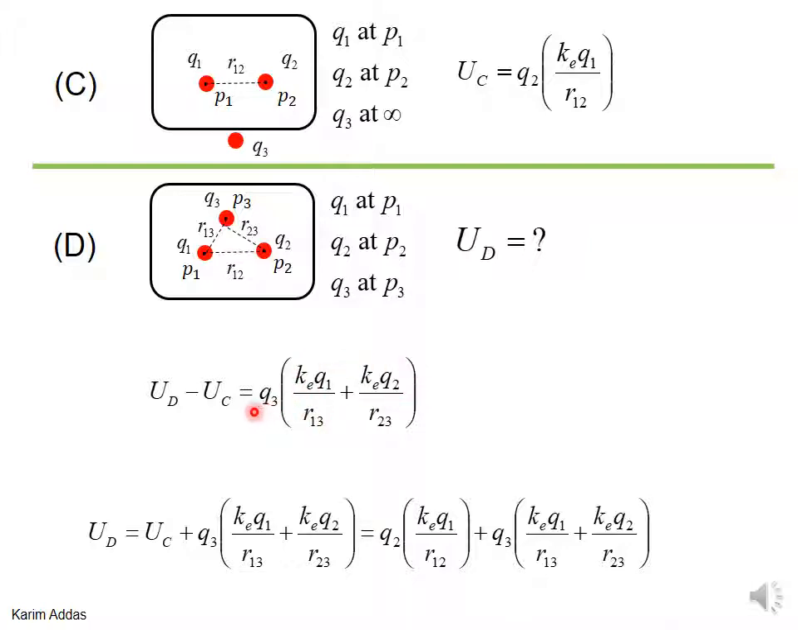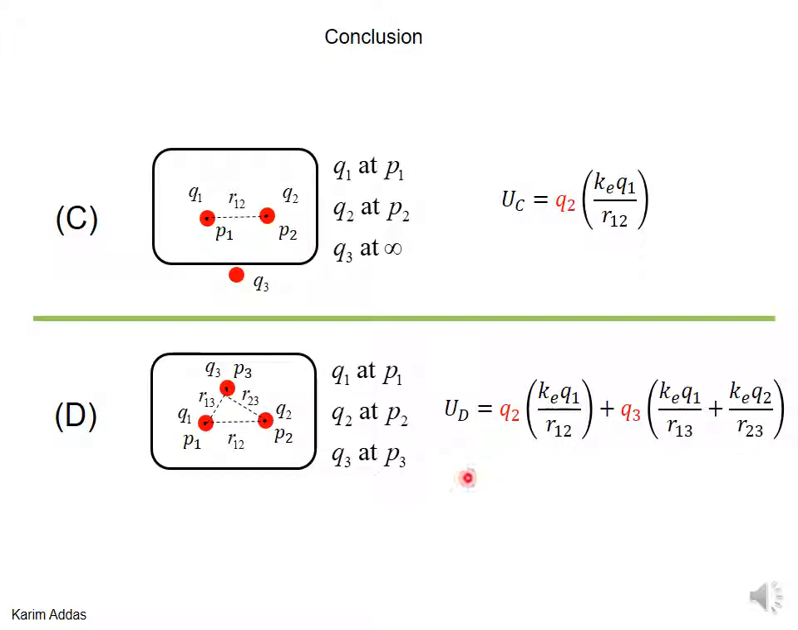Okay, but we now know also that UC is not 0. UC has this value. So if you want to get UD, what would UD equal to? UD would equal UC plus the two extra terms that we got. Now UC, we can just plug the value we got for UC over here. It's just Q2 times KEQ1 over R12. So this means that the energy in the configuration D is this old term that we had from before plus two new terms that we got due to the motion of charge Q3 from infinity to point P3.